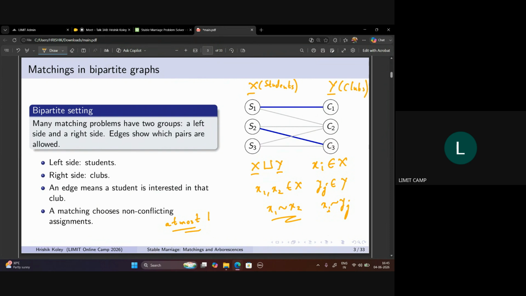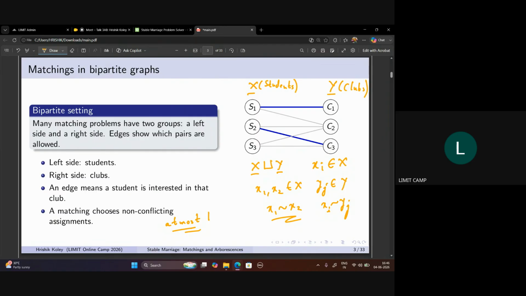You are given a job to assign students to clubs. The students have submitted their preferences of which clubs they might join. Based on their preferences, these edges are assigned. Like S1 only wants to join either C1 or C2, S2 wants to join either C2 or C3, S3 wants to join either C2 or C3.